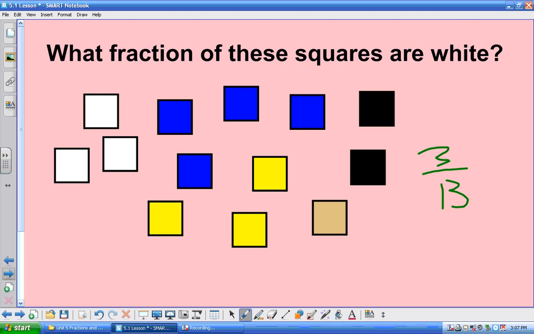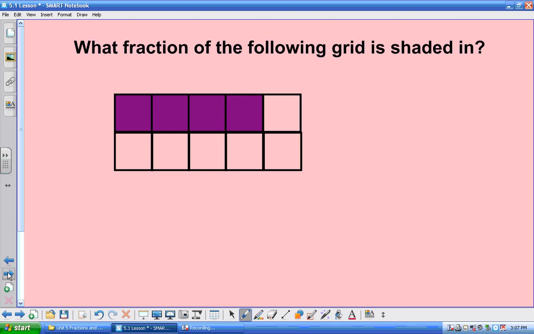Alright, so that's correct. Moving on to the next slide, it says, what fraction of the following grid is shaded in? Wow, that's a different look. I put all the squares together, didn't I? Alright, who do you have coming up for the answer? Abby. Okay. There's five on the top. Is she right?